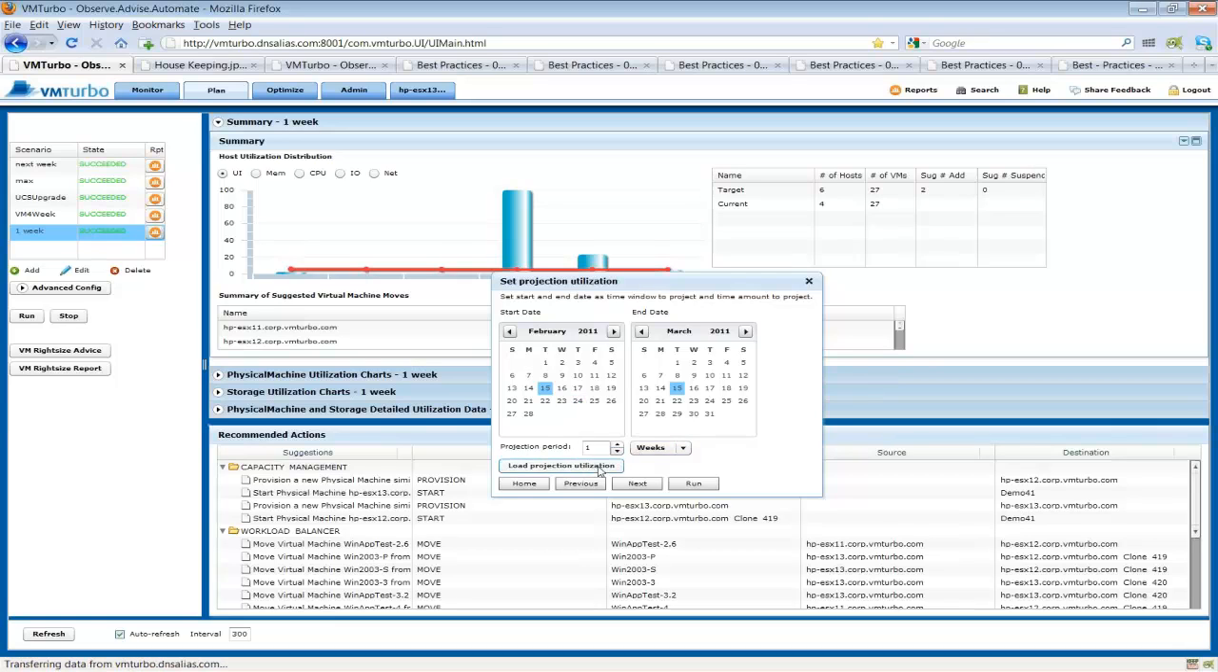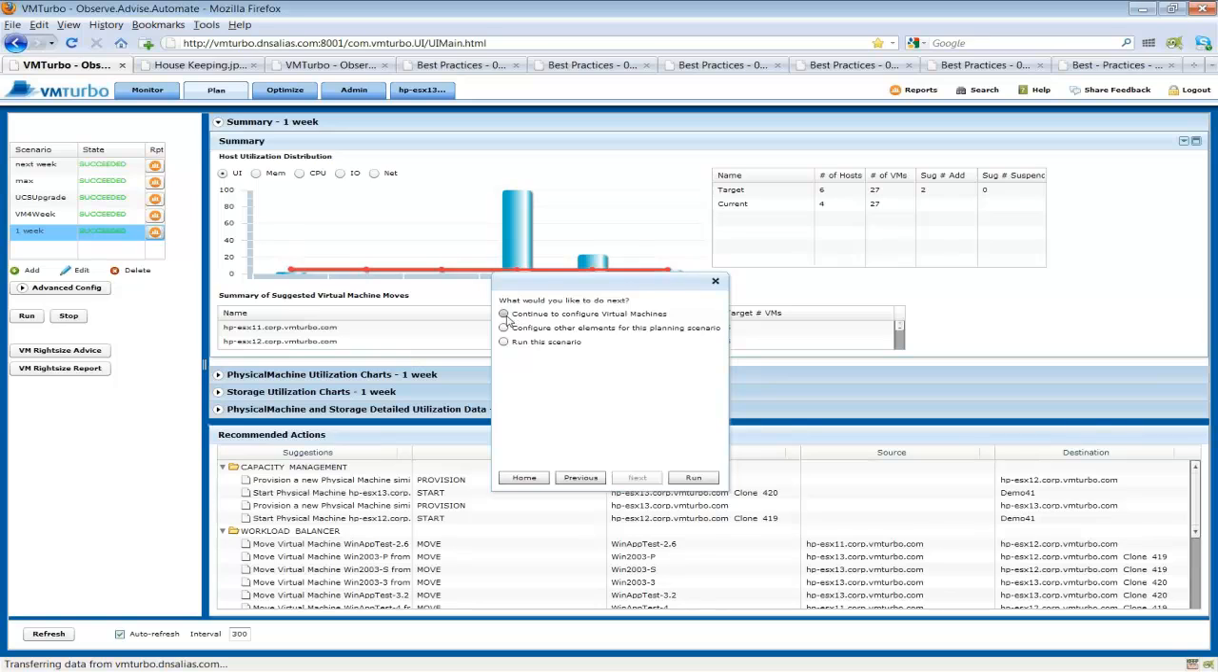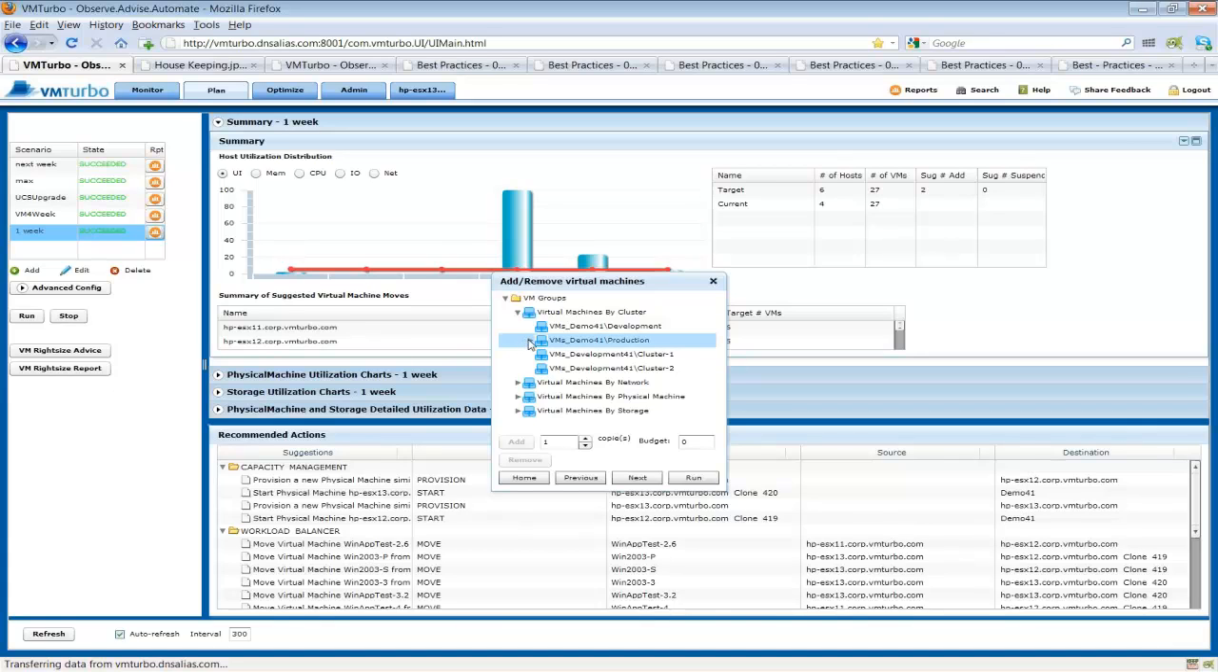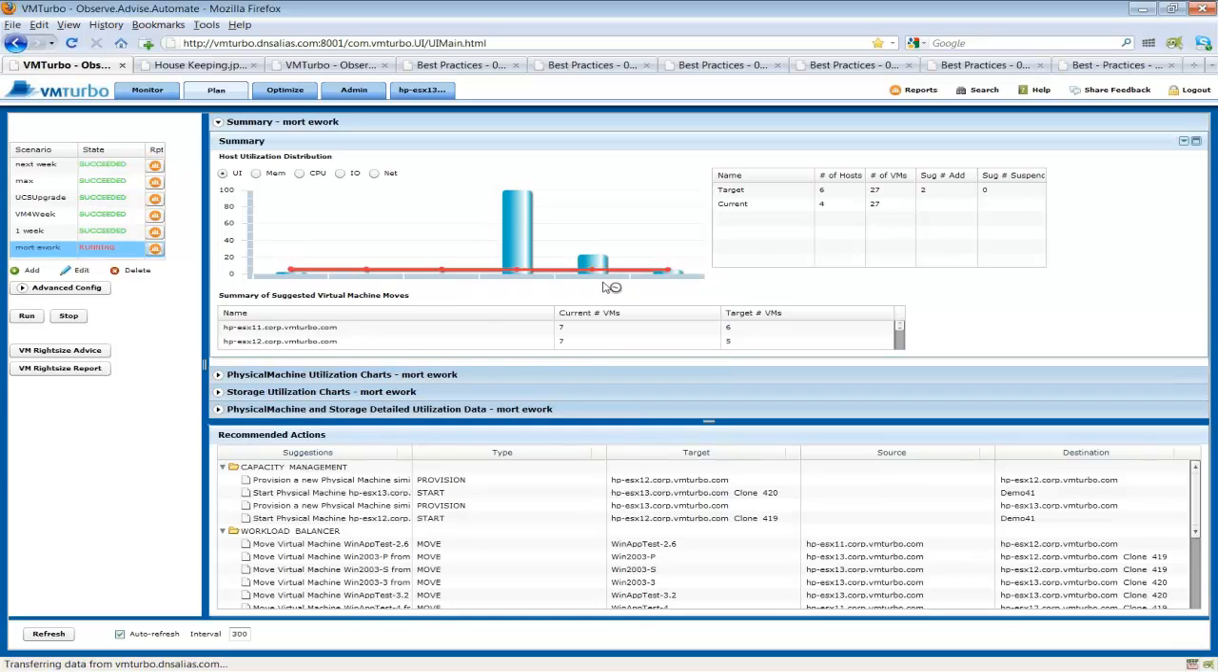I'm loading a forward-looking projection, and I'm going to add an additional workload. I'm going to add additional virtual machines, and I'll take the cluster. I won't double it. That's a bit unfair, but I'll take this machine and I'll add 5 copies of it. Now I'm ready to run it.